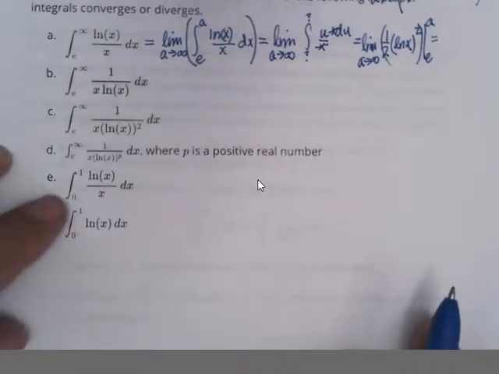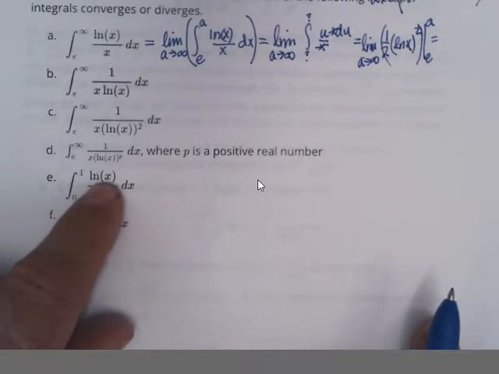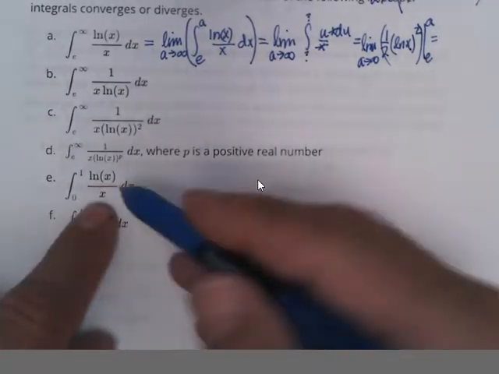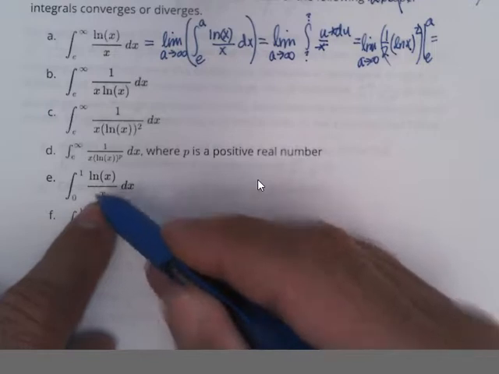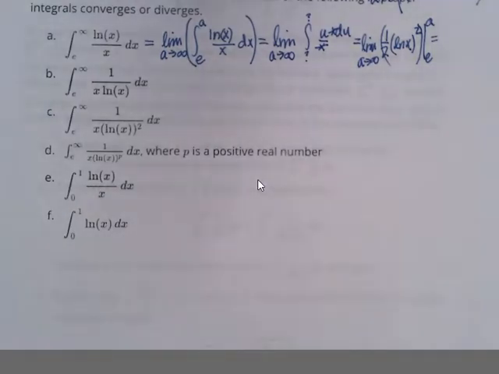Now they turn it around and say the problem is going to be at 0. ln of 0 goes to negative infinity, and this goes to 0, so we have a problem there. So how do we do this one? Probably again the same substitution.